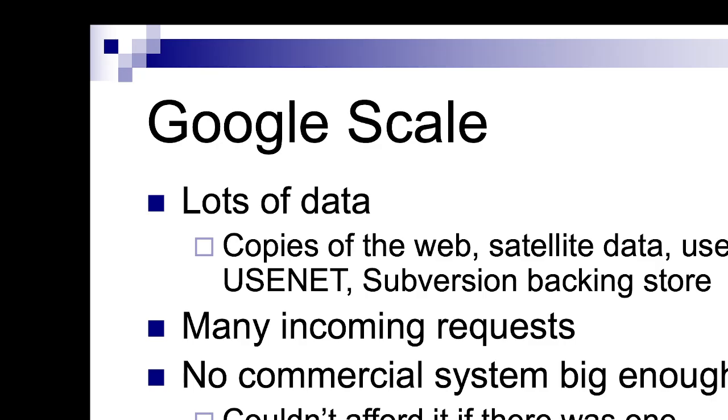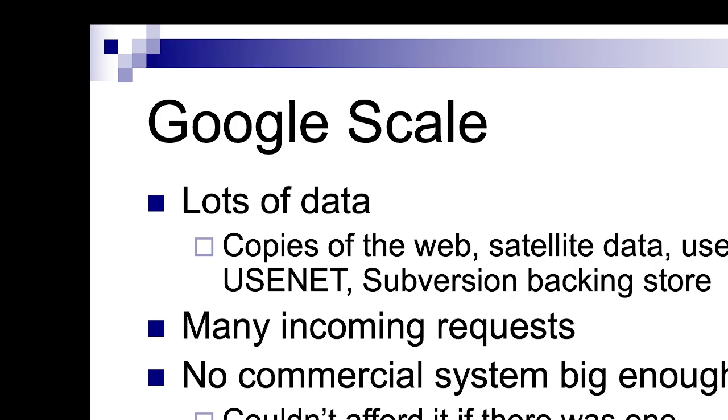There is a lot of data, right? On the web we have copies of the web, satellite data, user data, email, Usenet, subversion, and backing store. So in Google there are many incoming requests at a time, and due to that the system lagged in performance and efficiency. The commercial systems were not big enough to afford things at the scale which Google was experiencing at the time.